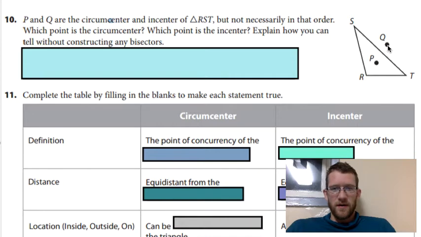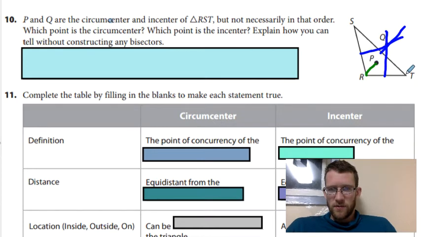Whereas the circumcenter is where all of the perpendicular bisectors meet, right? So we can imagine that here. I'll do the perpendicular bisectors. They meet right there. Where the incenter is the angle bisectors.